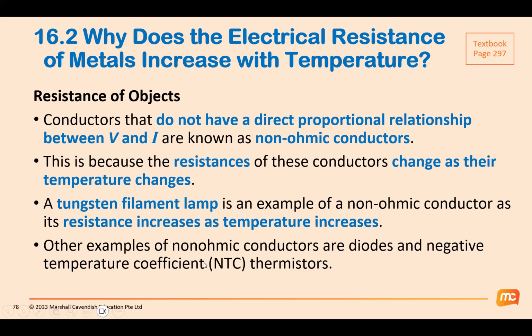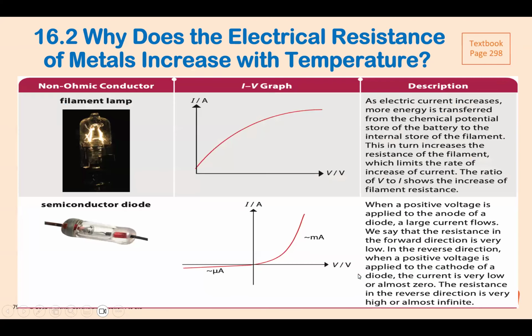There are two non-ohmic conductors that you must know. One of them is a filament lamp and the other is the diode. You can see this diagram in your textbook. You must know the shape of the IV graph for your filament lamp as well as your diode. For the filament lamp, the IV graph looks like this. Again, it's not a straight line. It doesn't pass through the origin, so I is not directly proportional to V, and it's not an ohmic conductor. We call it a non-ohmic conductor.